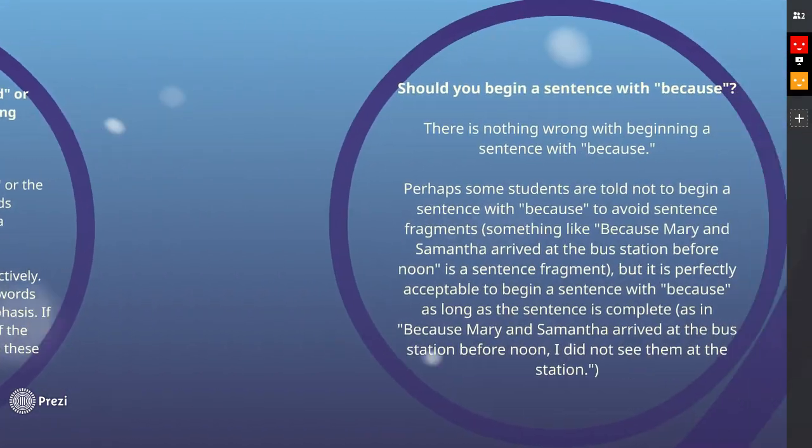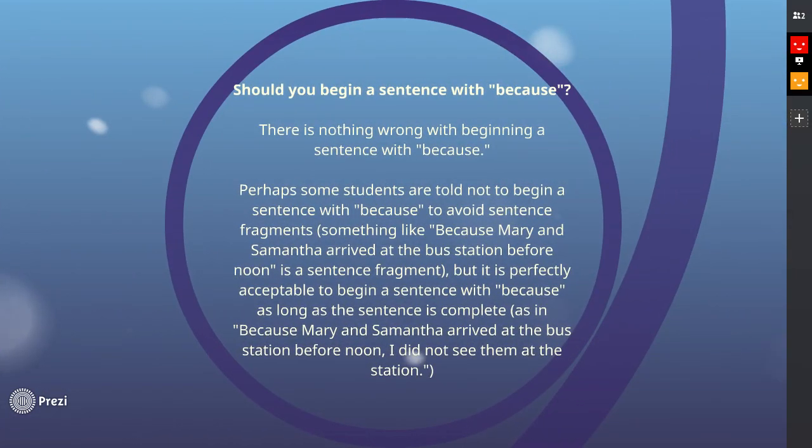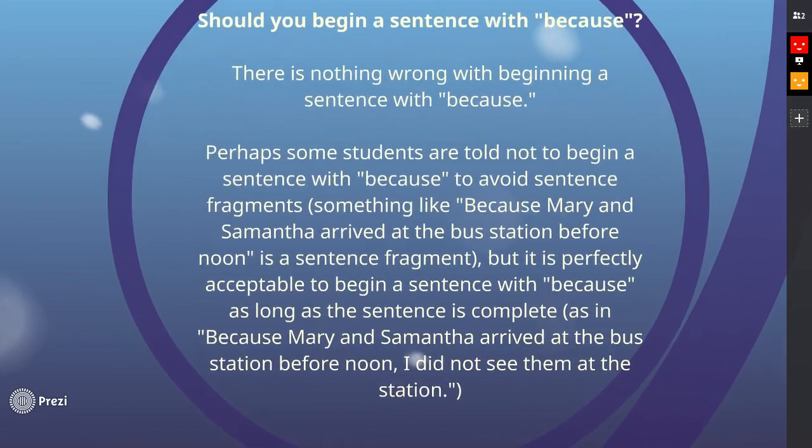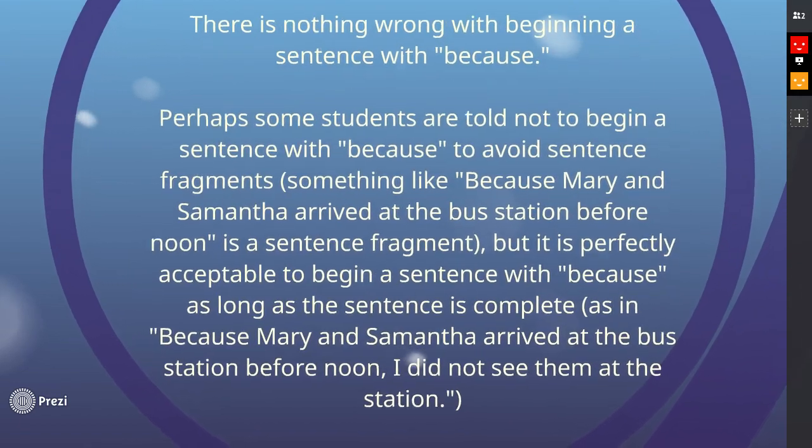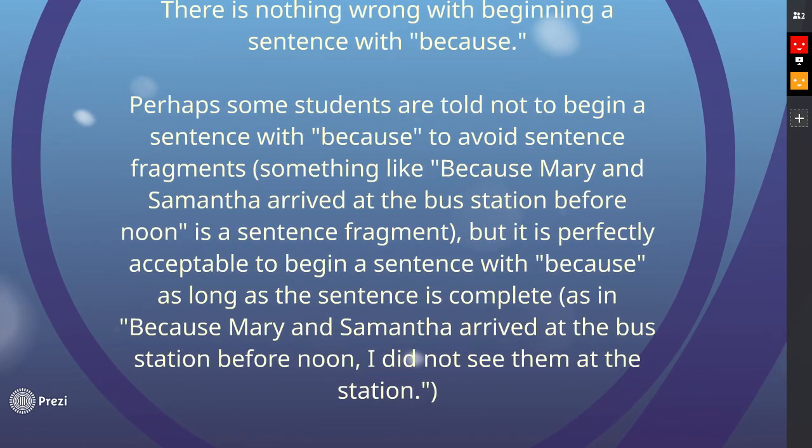And then the last one, and I know I already said this to you, there is nothing wrong with using the word "because" to start a sentence. So should you start a sentence with "because"? There's nothing wrong with it. There's not anything grammatically wrong. You might be told not to start with "because" to avoid sentence fragments, since that could certainly happen, or because people are afraid that you're going to start to overuse them. But from an English grammatical standpoint, nothing wrong with it.